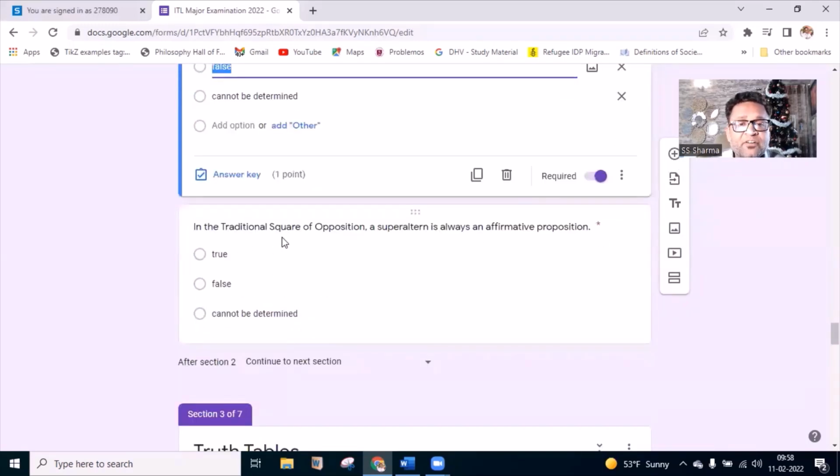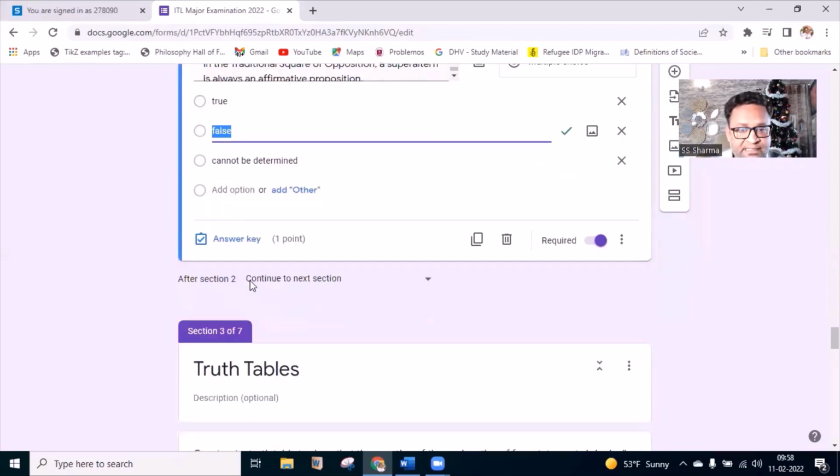Next, in a traditional square of opposition, the superaltern is always an affirmative proposition. So you might be aware of what superalterns and subalterns are. Superalterns are basically universal propositions. They are not affirmative propositions, right? So here the answer was false, as you can see.